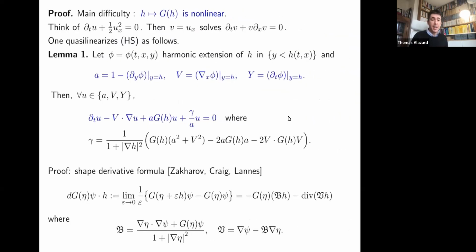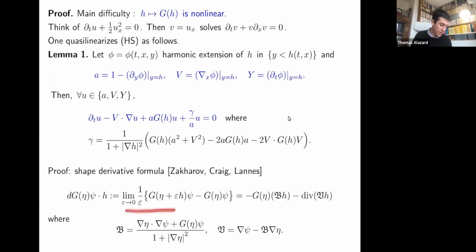The proof of this lemma is directly inspired by results used to study the water wave equation and can be derived by using Lannes's shape derivative formula, which was used by David Lannes to expand computation made by Zakharov and Craig about water waves. It's a way to understand the differential of the Dirichlet-Neumann operator computed with respect to the free surface parametrization. So hence the name, shape derivative formula, which means a derivative when you move the shape.